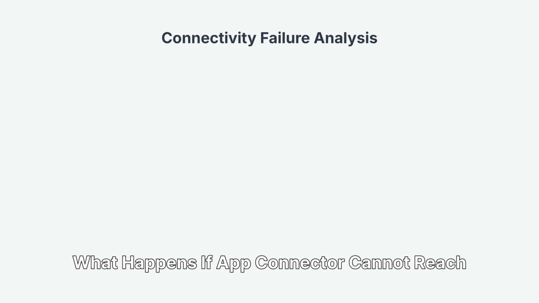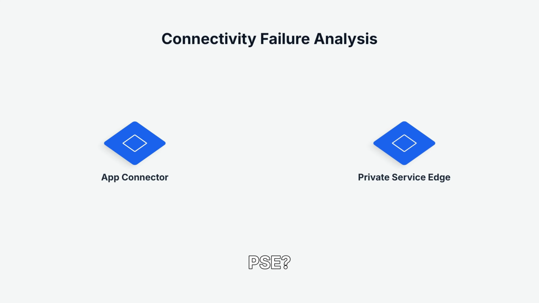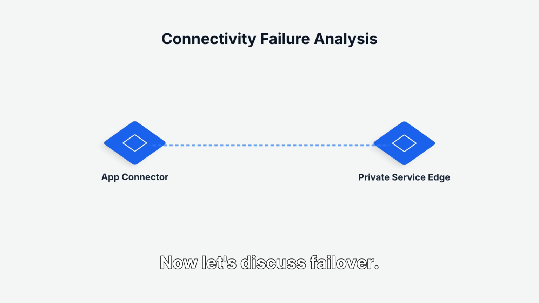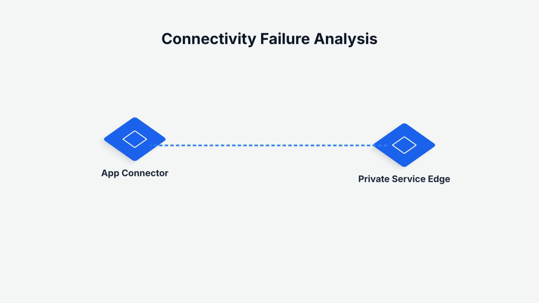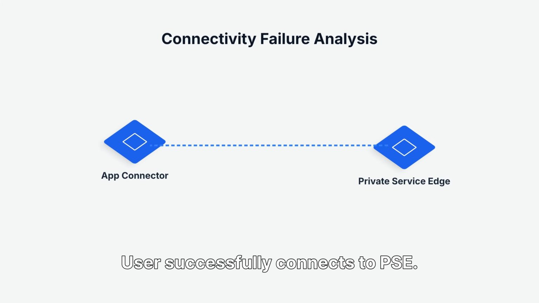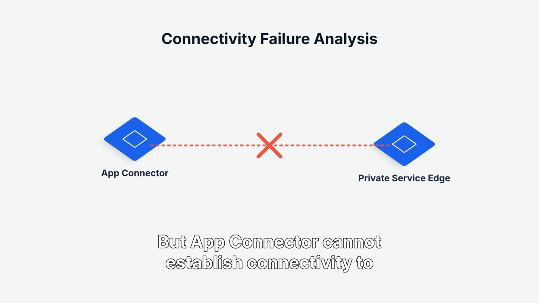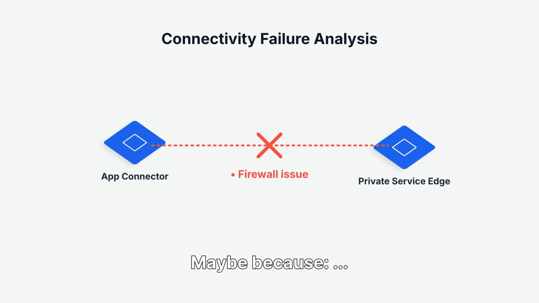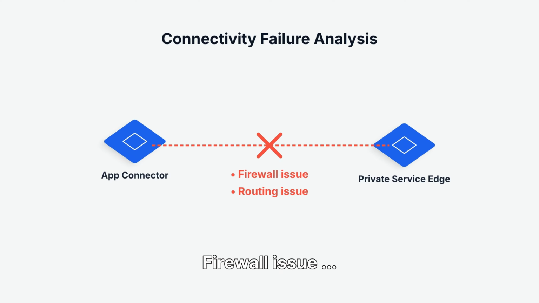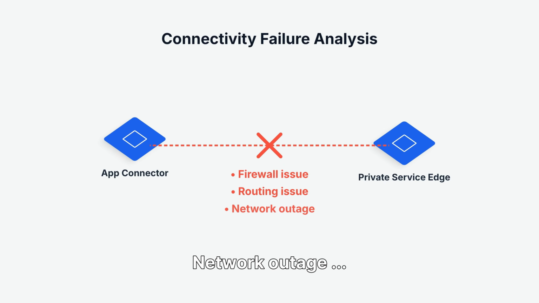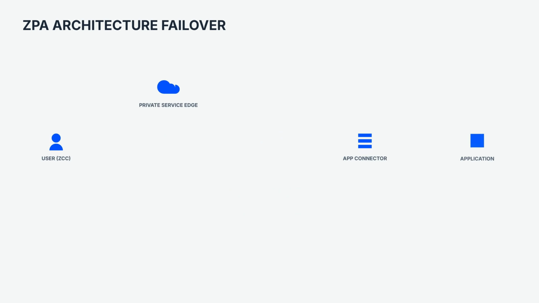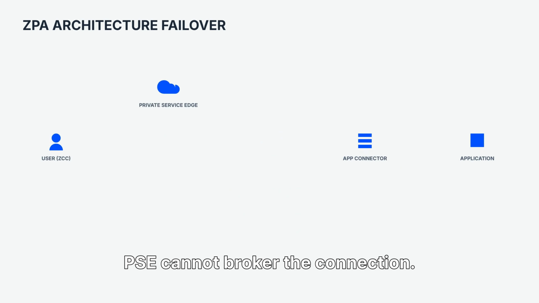What happens if the app connector cannot reach PSE? Now let's discuss failover. Suppose the user successfully connects to PSE, but the app connector cannot establish connectivity to PSE. Maybe because of a firewall issue, routing issue, network outage, or DNS issue. In this scenario, PSE cannot broker the connection.